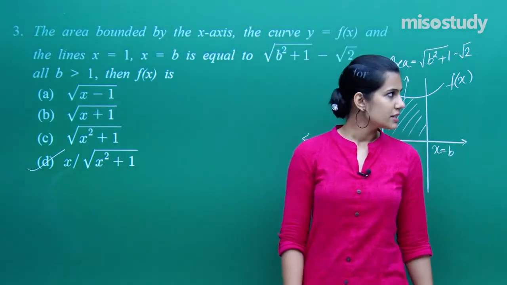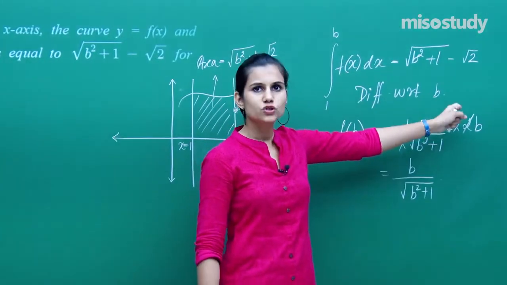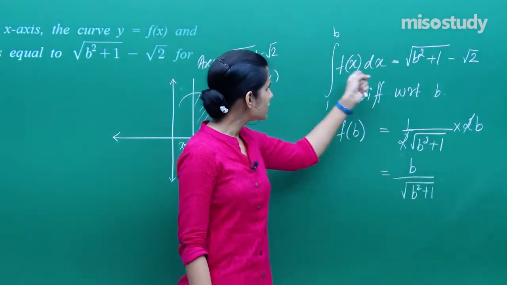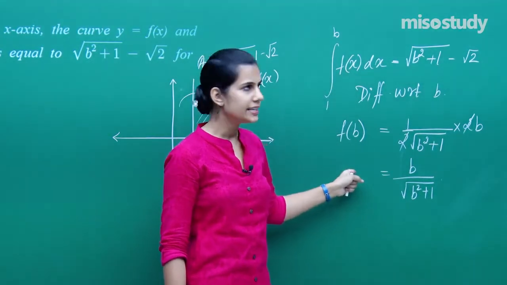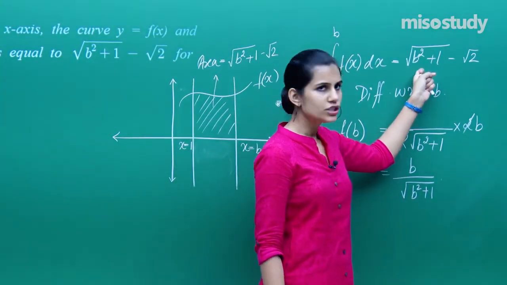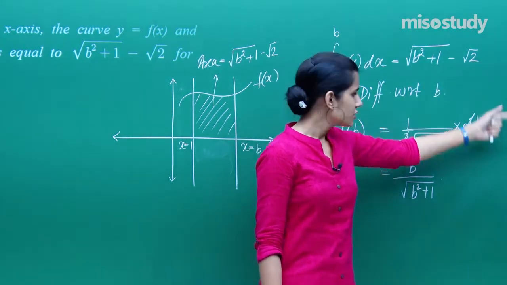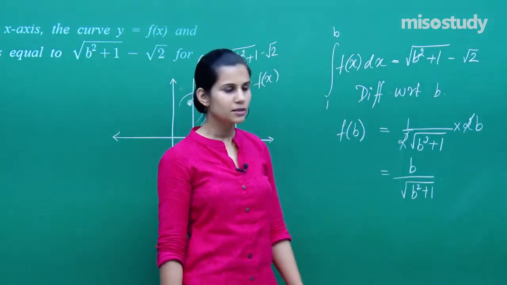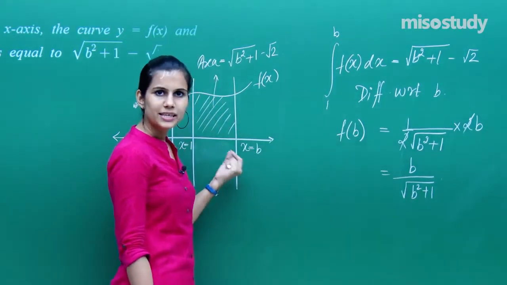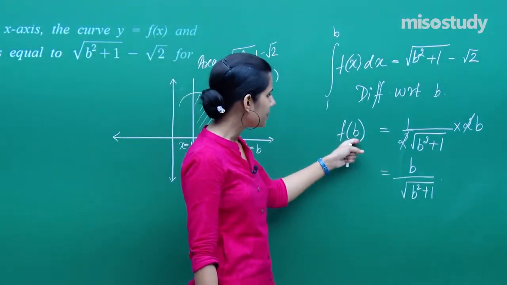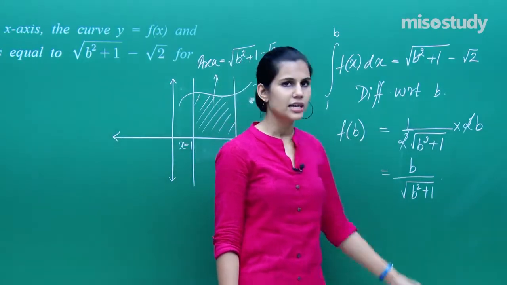So understand this concept that you are differentiating with respect to b. So this will be f of b, equal to the derivative of this with respect to b, minus the differentiation of a constant, which is 0. That's how you get this particular answer, because b is anything. b can be variable, and therefore you can replace b by x and get your entire answer for the function f of x.